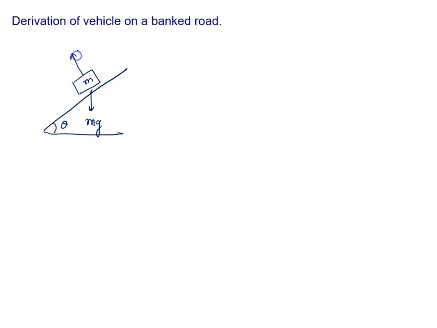Normal reaction is always perpendicular to the surface in contact, and centrifugal force is always away from the center, that is mv square upon r. अब हम इस mv square upon r के component ले लेते हैं. So the component of this mv square upon r will be written as mv square upon r cos theta, as this angle must be theta, and this component is given by mv square upon r sin theta.